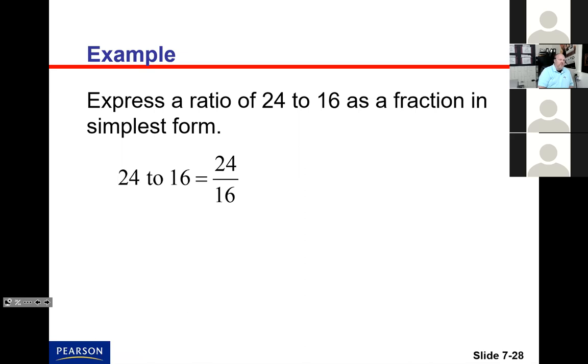Okay, so 24:16 is 24/16. You look for something that's divisible both in the numerator and the denominator. In that case, this would be 8, right? 24 divided by 8 and 16 divided by 8 is 3/2. Most of the time you will not see the second part, 3:2 or the 24:16. You'll see it as a fraction. That is the most common way to write it.